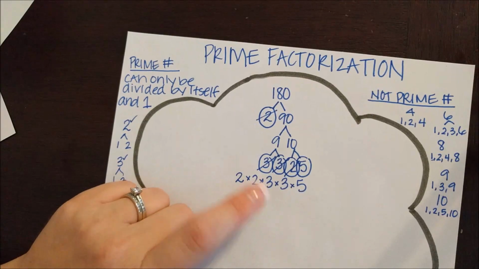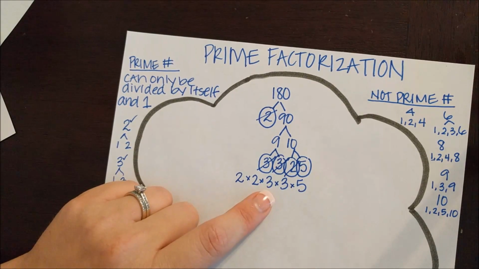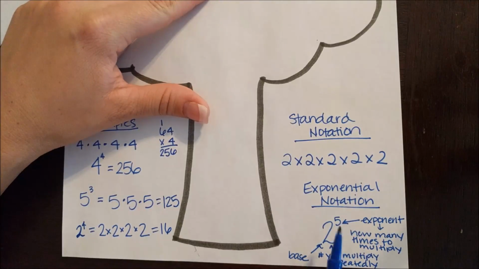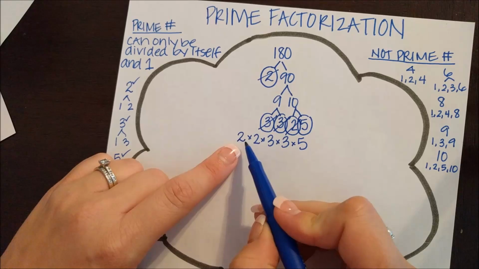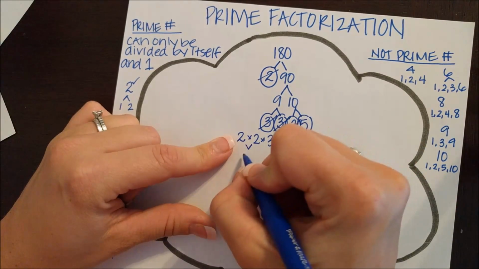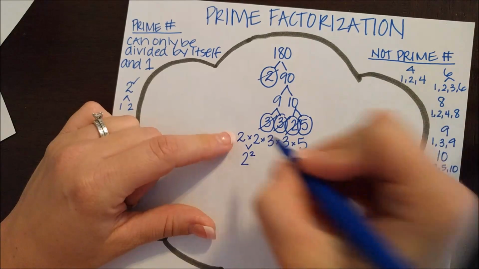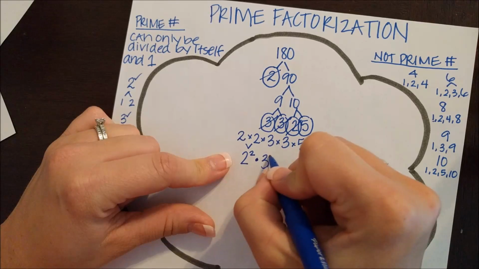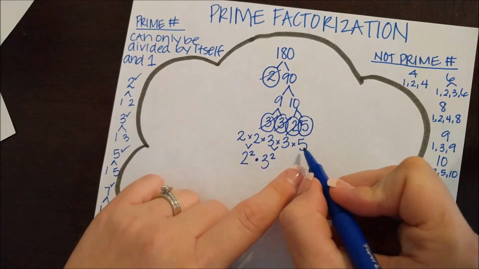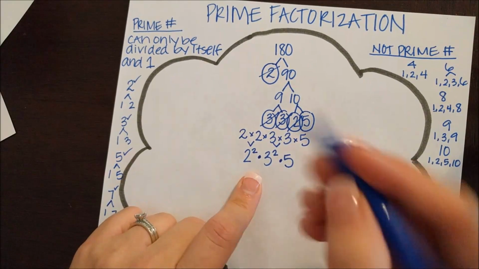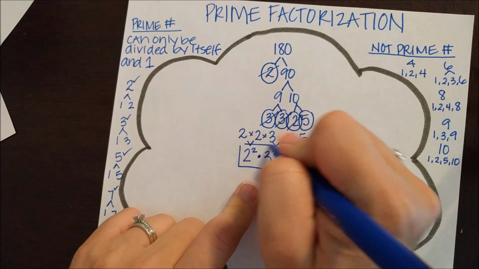Okay, now that I've written out my standard notation, I need to write this in exponential notation, so using exponents. All right, so I'm going to look here. 2 times 2 is the same thing as saying 2 squared. Okay. 3 times 3 is the same thing as saying 3 squared. And then I have a 5. So this is the prime factorization of 180.